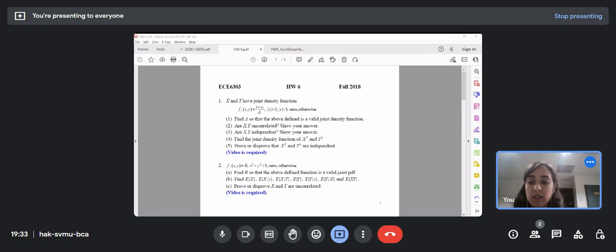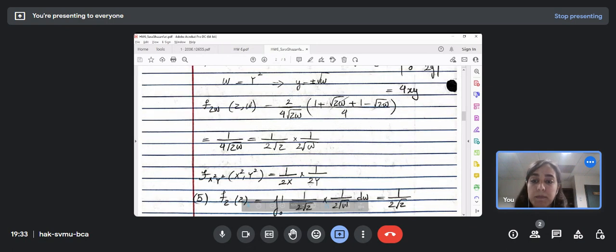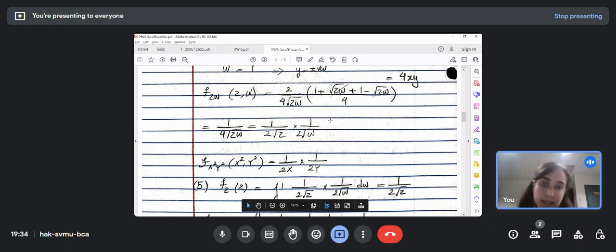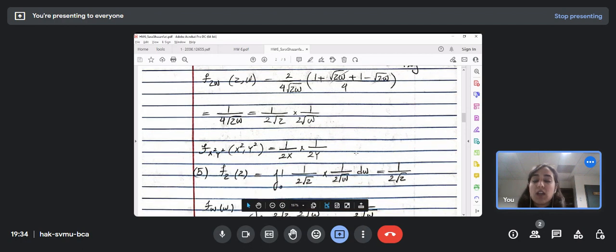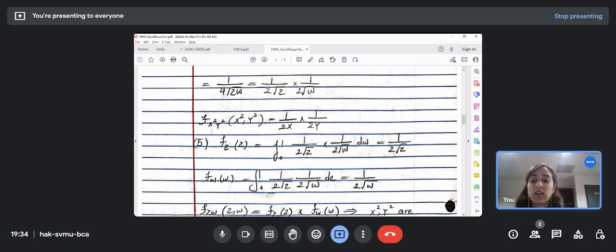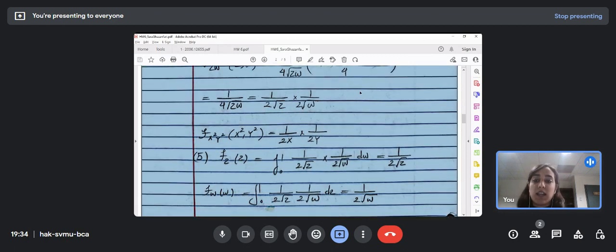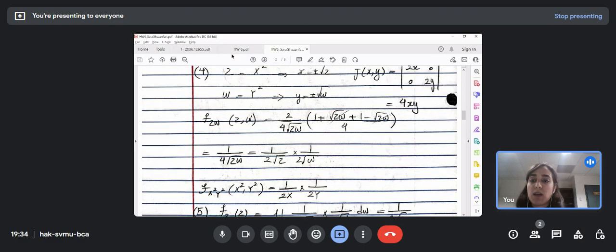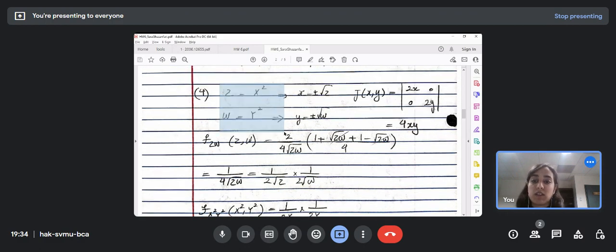Let me get back to my answer. And yes, here we calculated the joint density function of z and w, and as you can see, these are independent of each other. So f of x to the power of 2 and y to the power of 2 can be derived from this formula by just substituting z and w with their values which we have here.